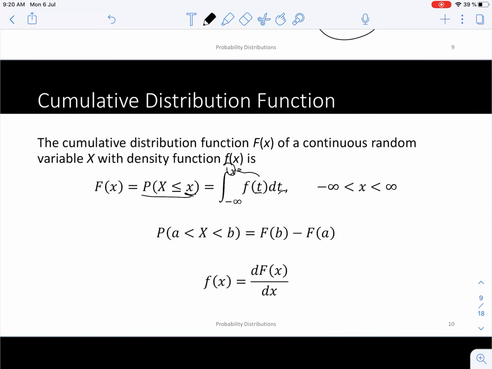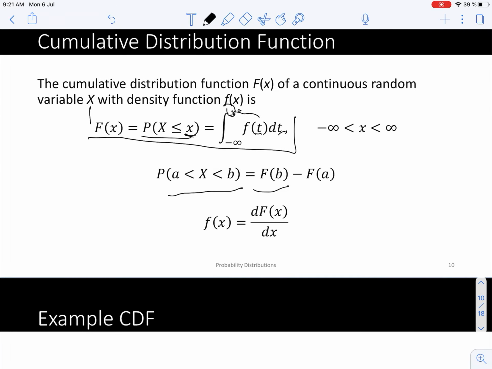The nice thing about finding the CDF is that we can use it then to find probabilities without the need to do the integration part. So if you want to find the probability that x is between a and b, that will be only the difference between the CDF of b minus the CDF of a. That difference is going to give us the desired area or the desired probability.